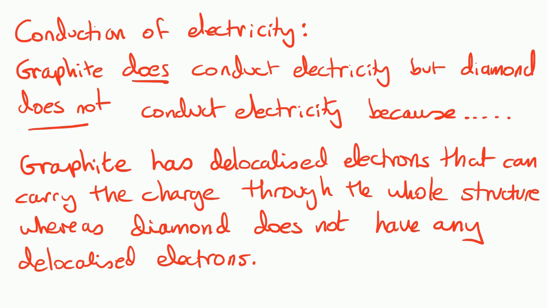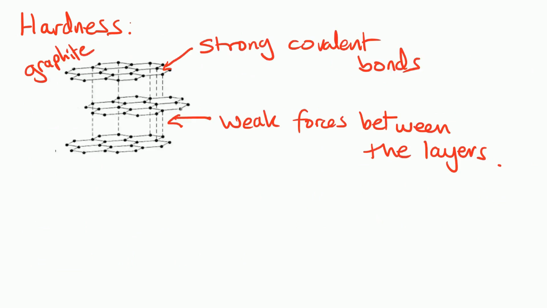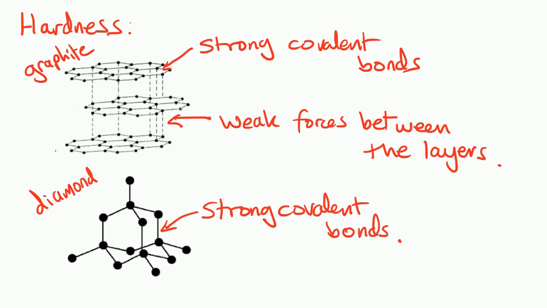The last property we're going to talk about is the hardness, and the knowledge that you need to remember is that in graphite the carbon atoms are in layers. Now within each layer the carbon atoms are held together with strong covalent bonds, but between the layers we've got those weak forces. If we compare that to diamond, we've only got those strong covalent bonds holding the atoms together. There's no weak forces anywhere. So let's get on and answer the question using that knowledge.